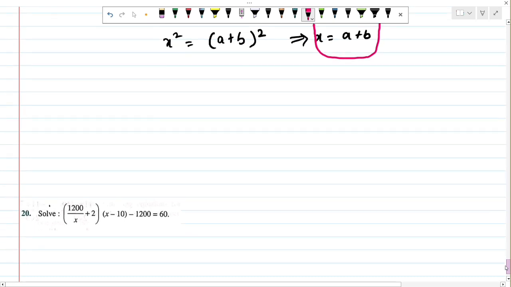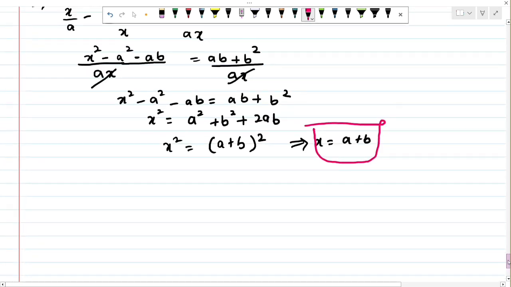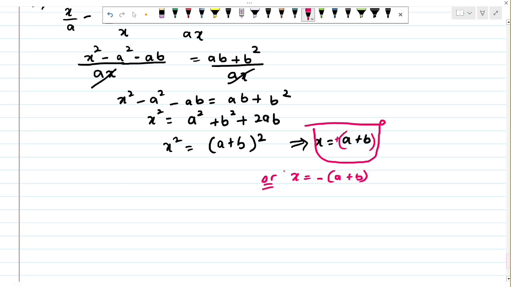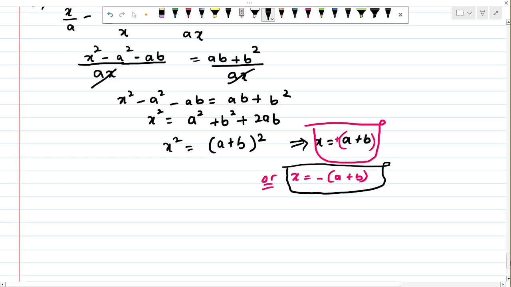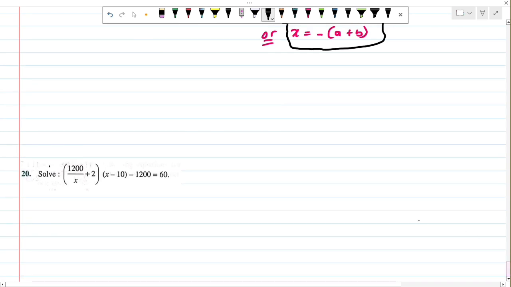Next, for the 20th question. So x is equal to a plus b, or we can say that x is equal to minus of a plus b. We will get the values for plus as well as for minus. So I have got here the two values of x, that is x is equal to plus (a plus b) and x is equal to minus of (a plus b). Next, last one is, that is the 20th question.